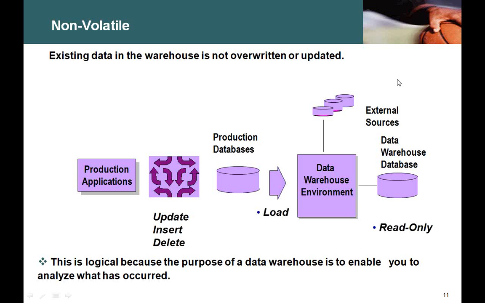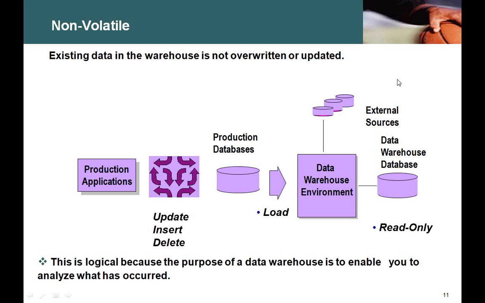The next aspect is non-volatile. A transactional database is said to be a volatile database. Volatile means updatable, and often the data of the database changes because new data comes in or modifications happen. But warehouse data is said to be non-volatile. Non-volatile means it is not updatable. Almost it is like read-only data.